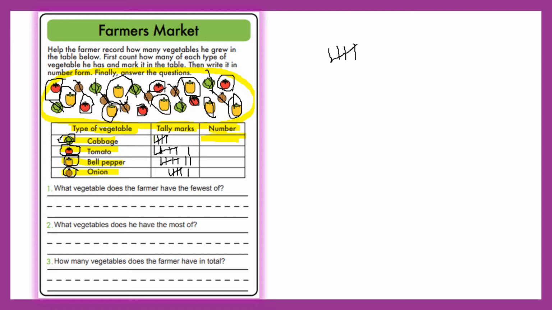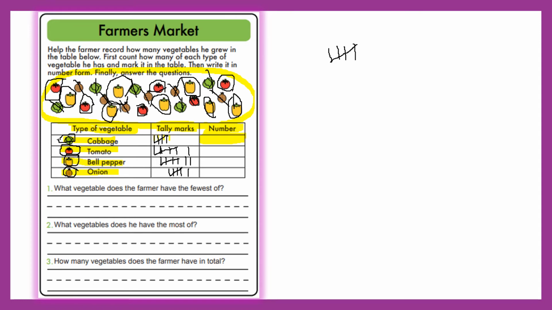Well, we had 1, 2, 3, 4. We know that, right? And then the 1 across means 5. So make sure that you write the number 5 over here all the way to the right, underneath where it says number.